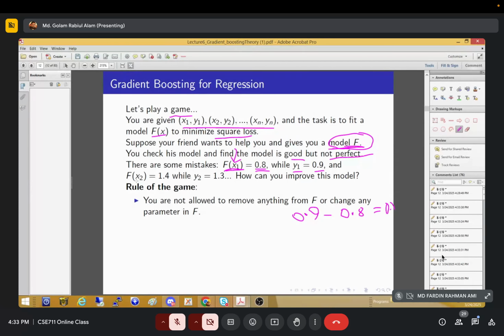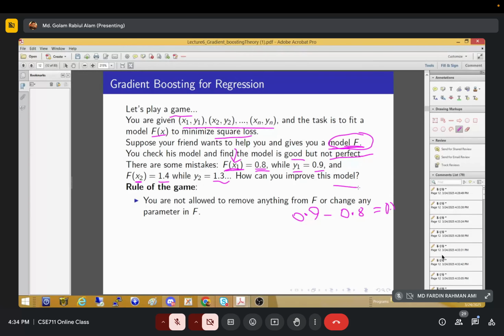Like if the input is x2, the model will provide 1.4. This is the prediction of that model. But originally, the output is 1.3. Okay, so that means there are some errors in your model. Then the question is, how can you improve this model? Is there any way to improve this model?